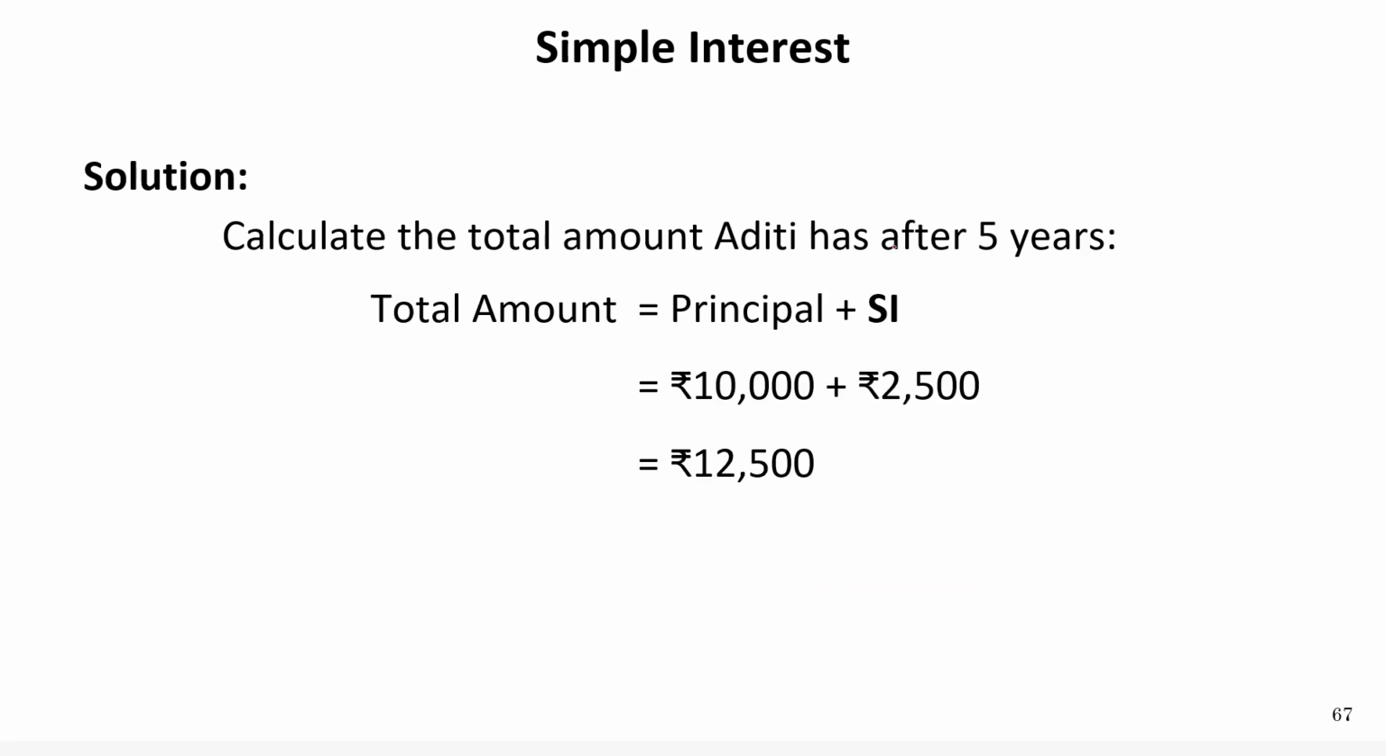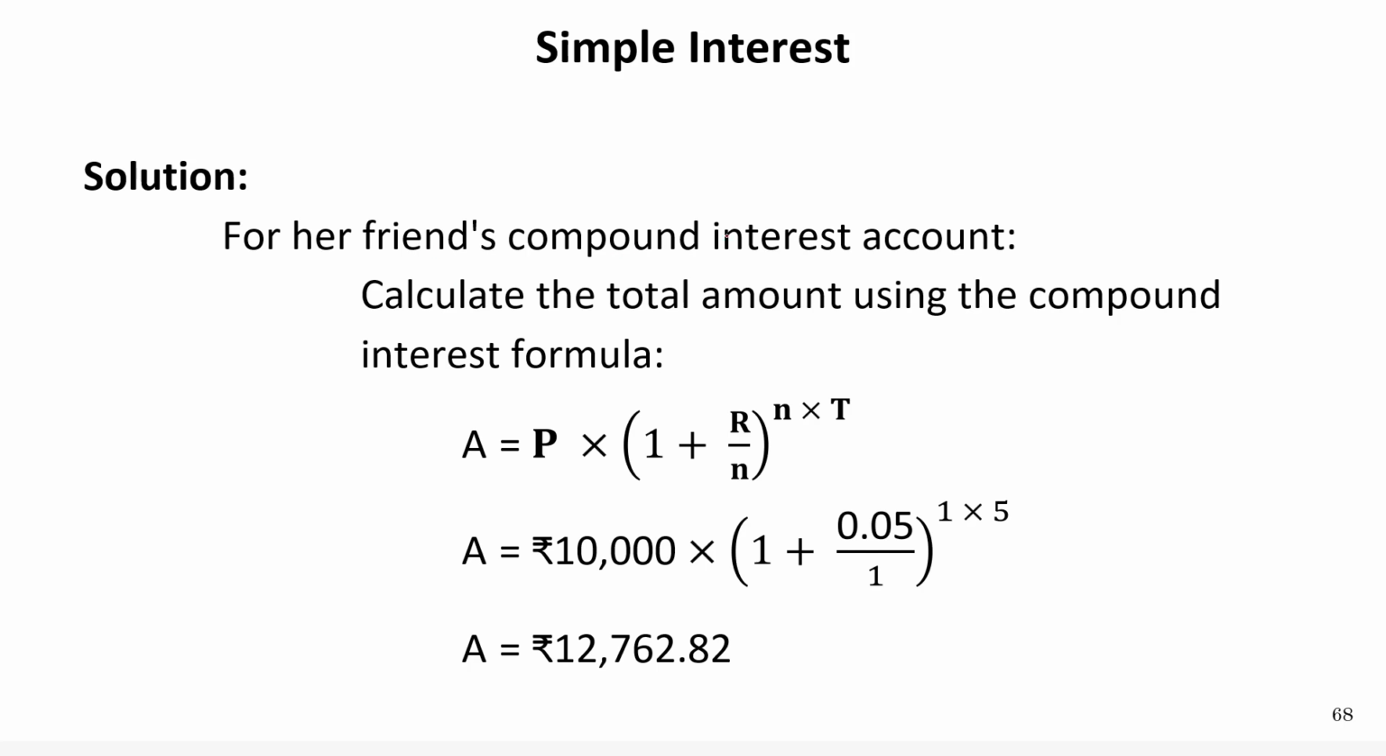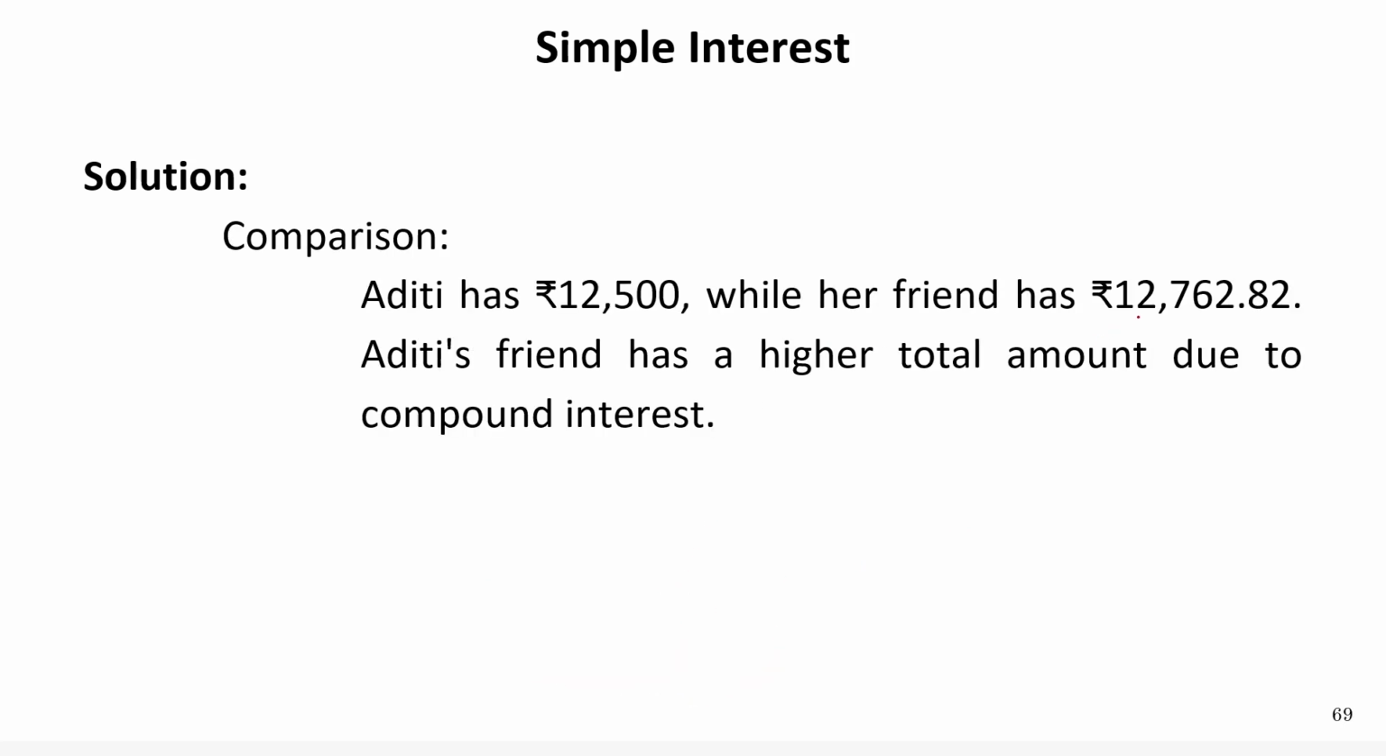So calculate the amount Aditi has after 5 years. It will be 12,500, right? Because the principal amount plus SI is equal to 12,500. So her friend's compound interest account will have A equal to P into (1 plus R by N) whole power N into T. Since the compounding is done annually, N is equal to 1 here. So A is equal to 10,000 into (1 plus 0.05) whole power 1 into 5, which is 12,762.82. So the difference will be what? 262.8. Okay. So Aditi's friend has a higher total amount due to compound interest.